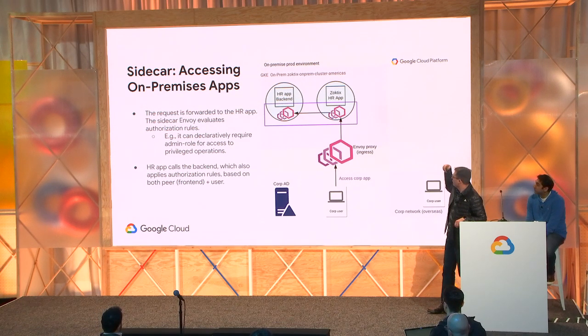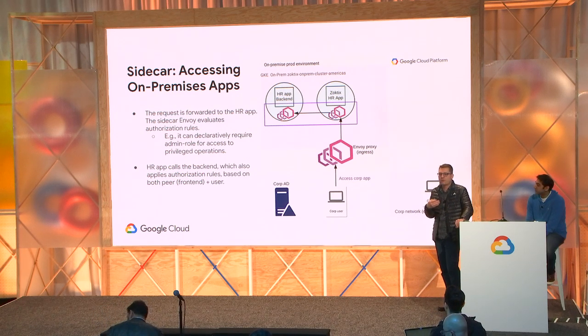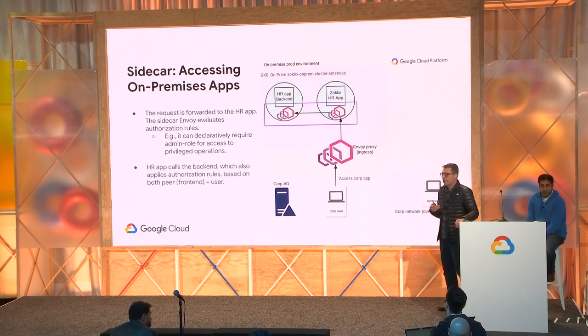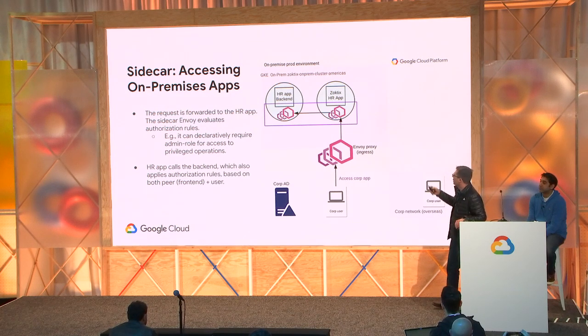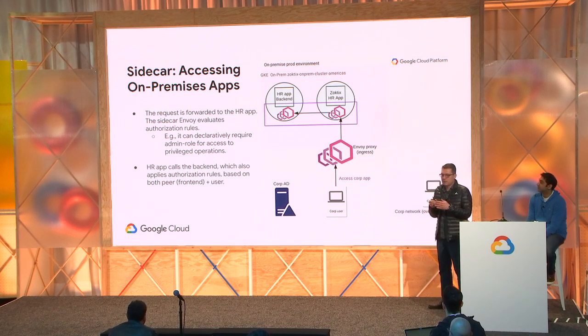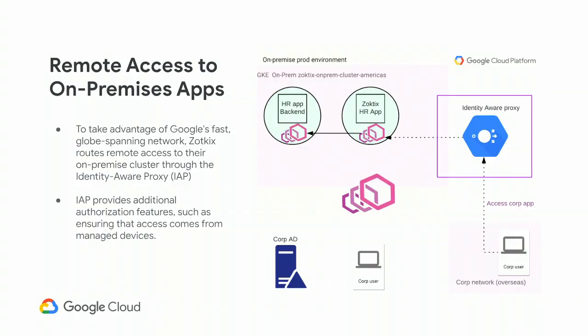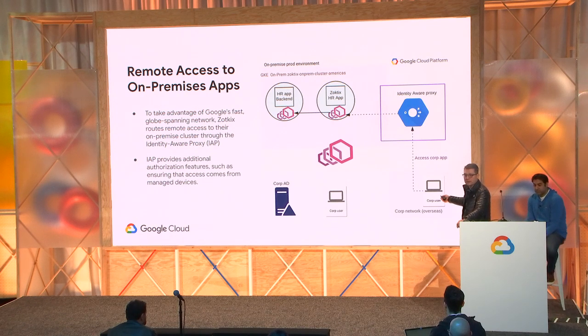So, for instance, if you are accessing a method that requires administrative privileges, the sidecar Envoy can require that you have those privileges because you belong to a particular privileged group that has the ability to perform that operation. And in between hops, Istio can leverage both the initial requesting user identity as well as the peer identity to perform authorization. Here we see a scenario where the employee is accessing from an overseas location.